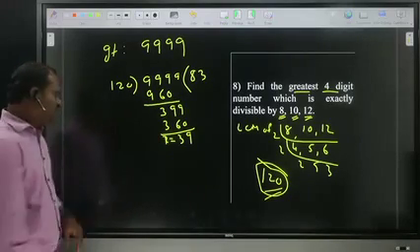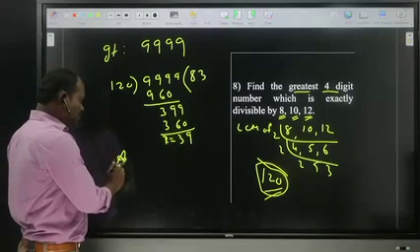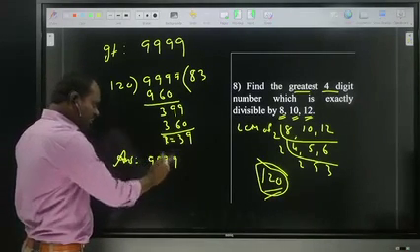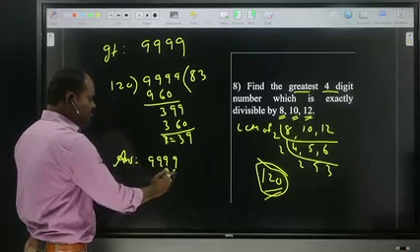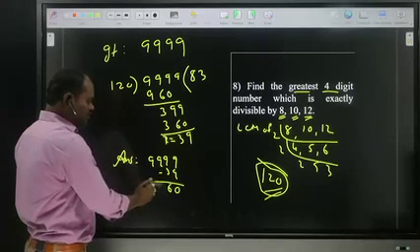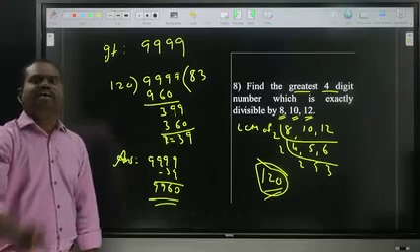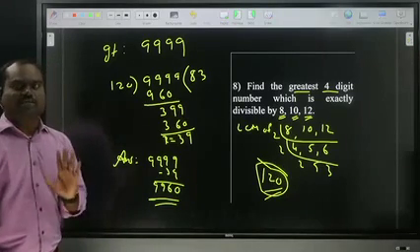So our answer is 9999 minus this remainder 39. So 0, 6, 9, 9, 9. What is the answer? 9960. Your answer is 9960. Is it clear? Okay?